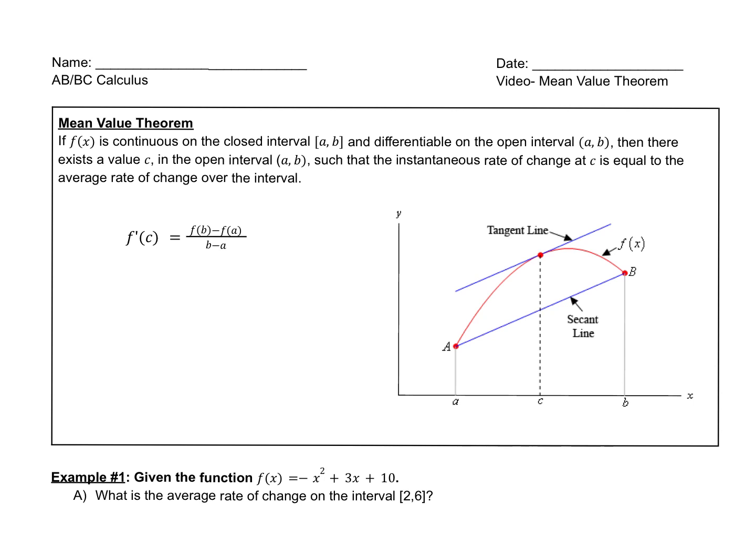Hi, everyone. In today's lesson, we're going to talk about a concept called the mean value theorem. So let's start with the definition. If f of x is a continuous function on the closed interval from a to b and differentiable on the open interval from a to b, then there exists a c in the open interval from a to b such that the instantaneous rate of change at c is equal to the average rate of change over the interval.